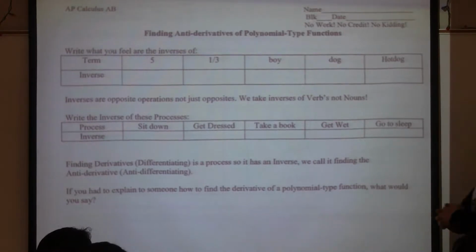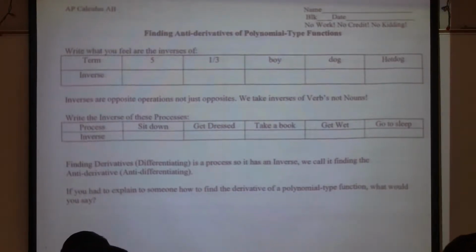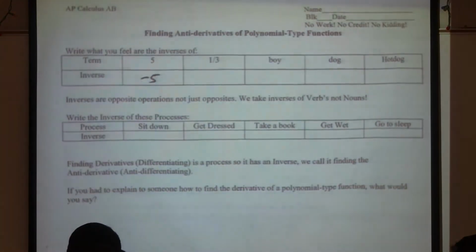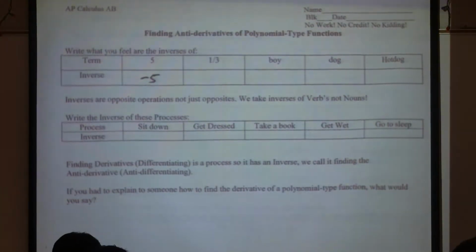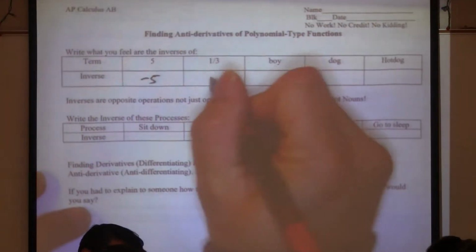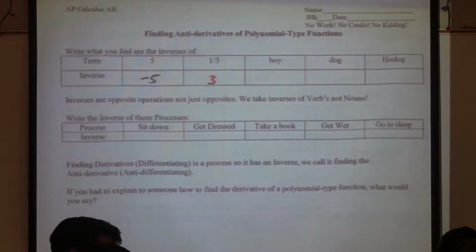Alright, so let's see. I want you to write down what you feel are the inverses of these terms here. What would be the inverse of 5? What do you think? -5. I'm just going to write down what you say. There's no wrong answers. What do you feel is the inverse of 1/3? 3? Okay. There are no wrong answers.